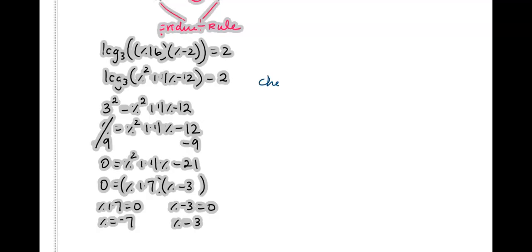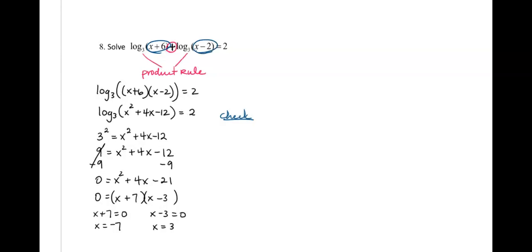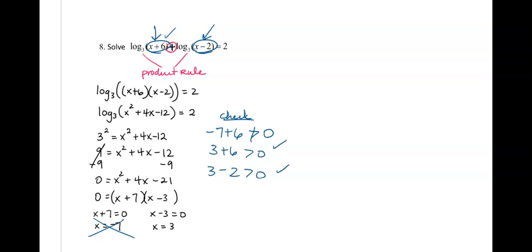And I do mean potential because with log equations, you always have to go check. So I'm looking back at the inputs of those two logarithms. I'll start with the first potential solution of negative 7. When I substitute it in here for x, we have negative 7 plus 6, which is not greater than 0. So negative 7 cannot be a solution. Let's move on to check 3. 3 plus 6 is greater than 0, so it does work for that one. Let's check this one. 3 minus 2 is also greater than 0, and so it does work for the second one. So x equal to 3 is the only solution of that equation.